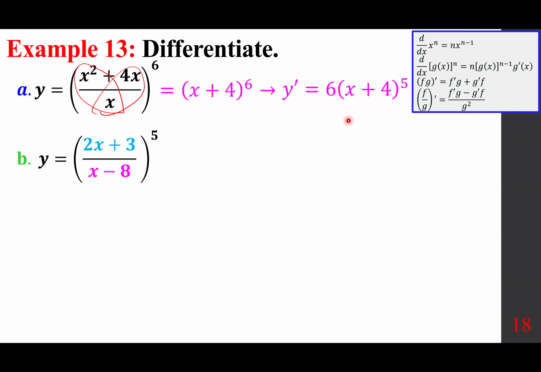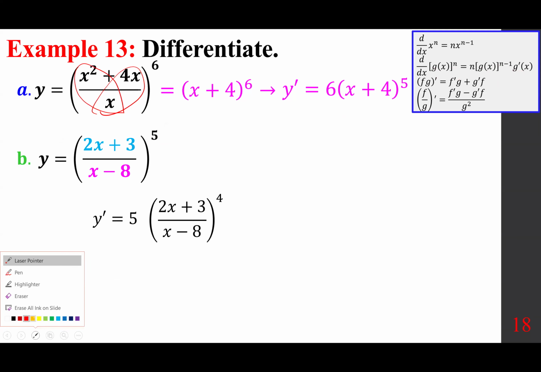What about this one? We are going to use the extended power rule, which means we also need to use the chain rule and later the quotient rule. So 5 sits in front, the same thing to the power of 4. This is n times g of x to the power of n minus 1. Now g prime is the derivative of the inside, which means this is f over g. And I need to go with the quotient rule, f prime g minus g prime f over g squared.